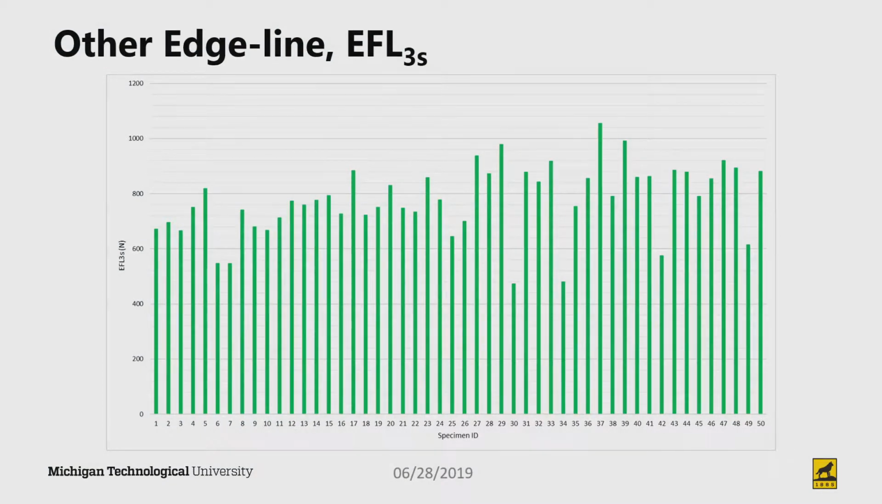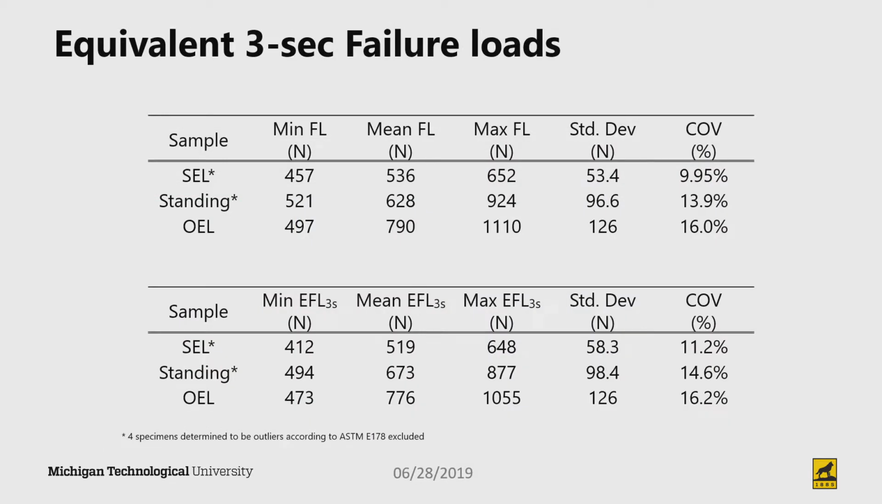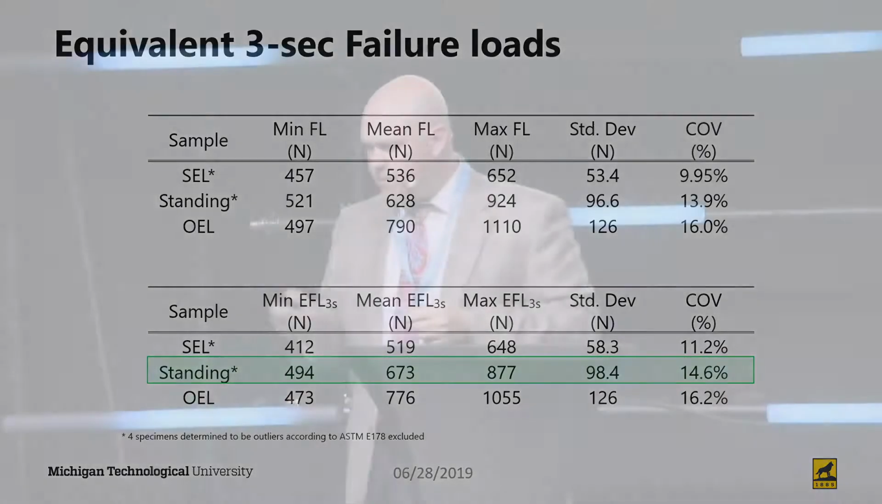All right, so we go the other way, and this is what we call the other edge. This is just the edge that wasn't cut by the tool. And we see that now we're up to 770. So we've seen that the tool side was the weakest, and we can summarize them here. The top one was the original failure data, and the bottom one is our corrected failure data. This slide gives you a sense of how much normalizing to 3 seconds adjusted our magnitudes.